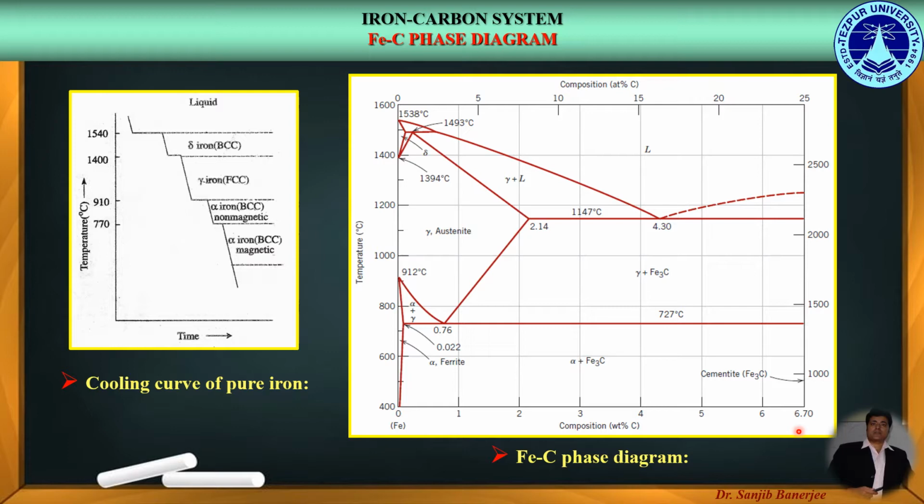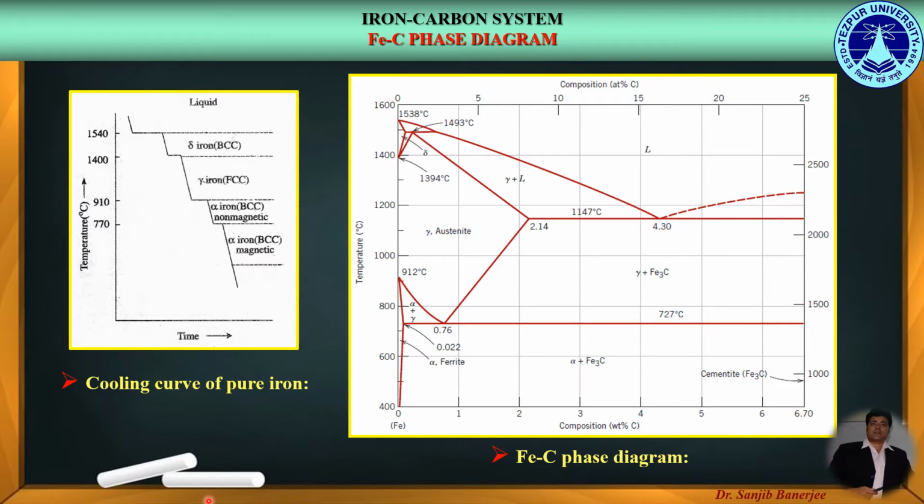Therefore, as a matter of fact, the iron-carbon phase diagram should be called the iron-Fe3C, that is cementite, metastable diagram, since in real practice the nucleation of stable equilibrium graphite, that is pure carbon, is very difficult.